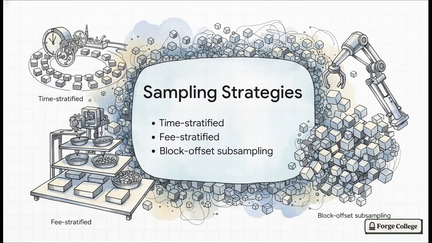And if you're looking at something like a highly active DEX router, you really need block offset subsampling. You definitely don't want to accidentally grab 500 transactions from a single crazy block and assume that represents the whole week. We want to completely avoid that volume bias.